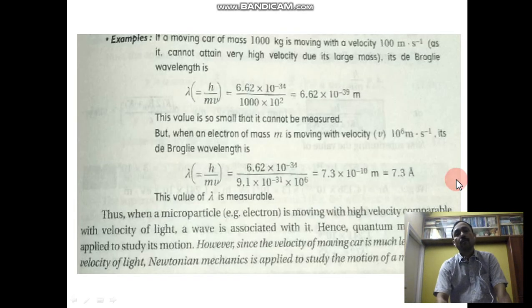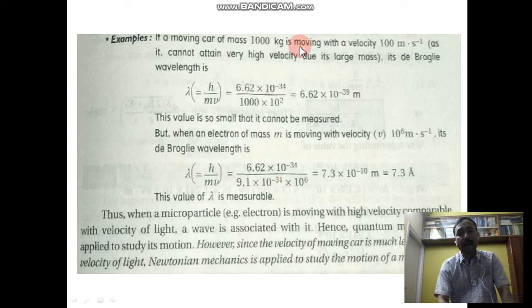Now we have already done this one in the de Broglie hypothesis. For an electron moving with velocity 10^6 meter per second and its mass 9.1 × 10^-31 kg, the calculated value of lambda will be 7.3 angstrom. If the electron is moving with the velocity of light, 10^8 meter per second, then it will be 730 angstrom. This value is a measurable quantity.